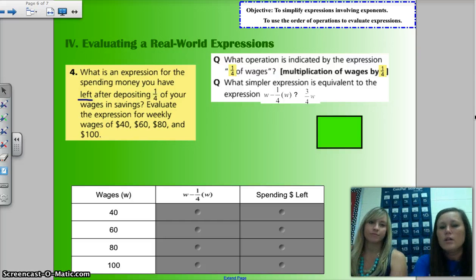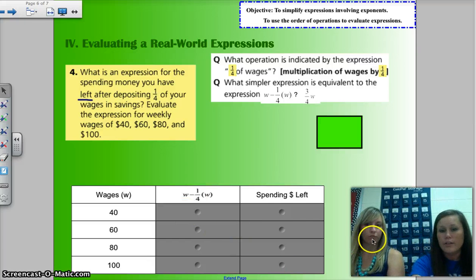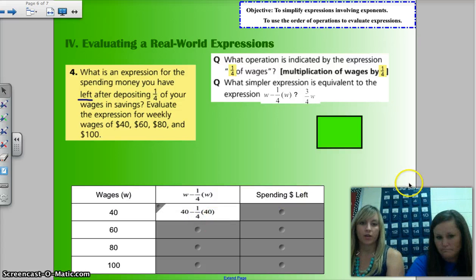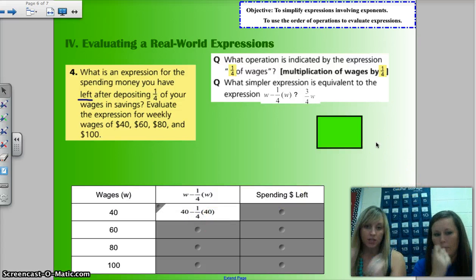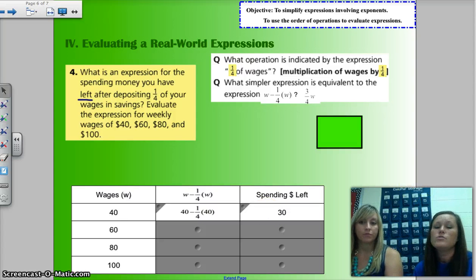Perfect. All right. Let's look at the table. Okay. All right, so you're going to plug in everything where it says W. You're going to put a 40 for the first box. So right here we have 40 minus 1/4 times 40. And then once we solve that, using that calculator, what would we have left? 30. So 1/4 of 40 comes first. That's $10. 40 minus the $10 is $30.